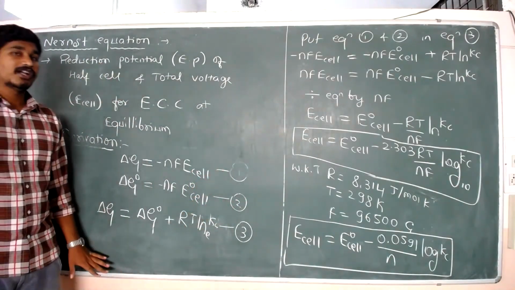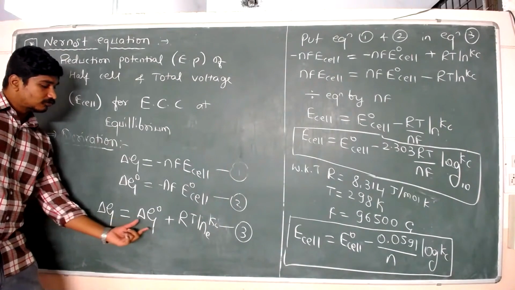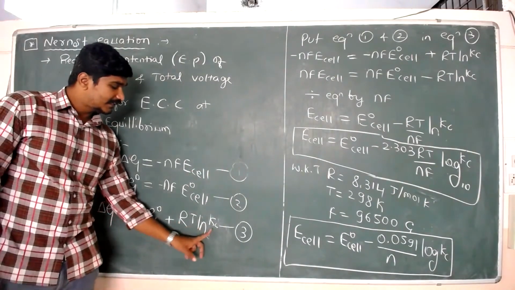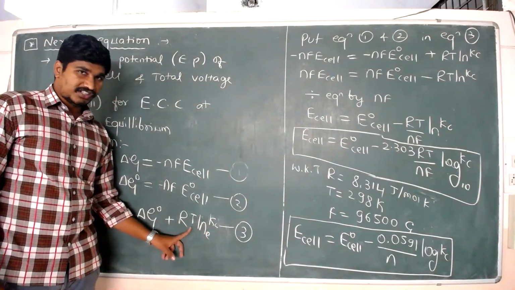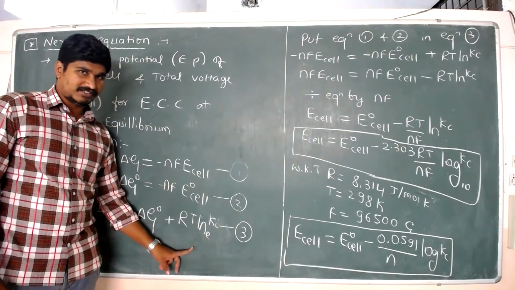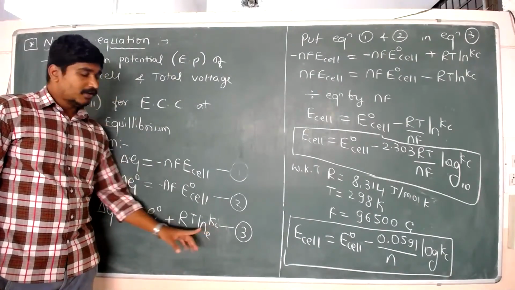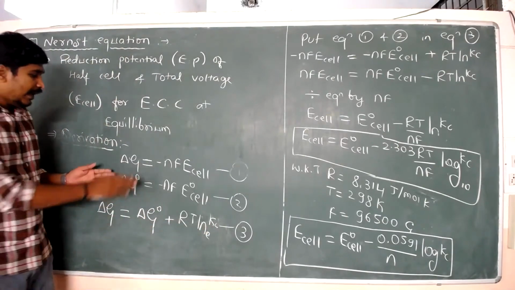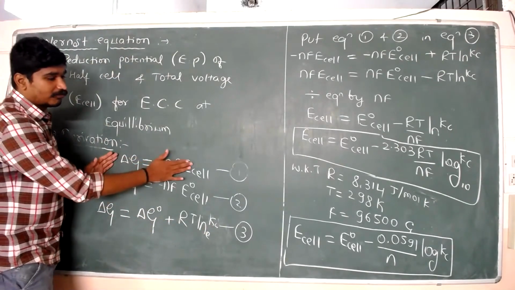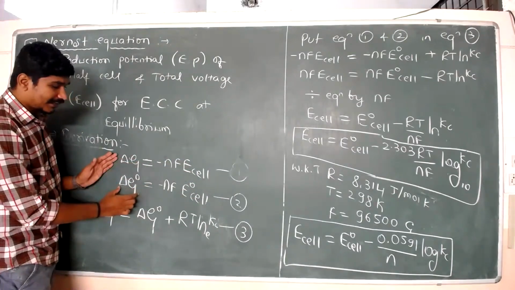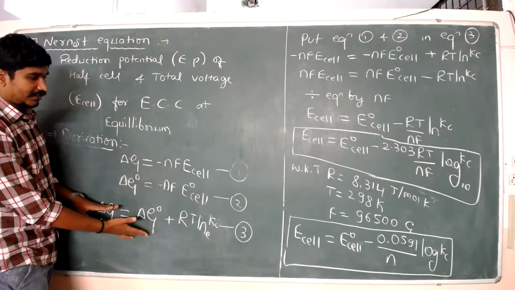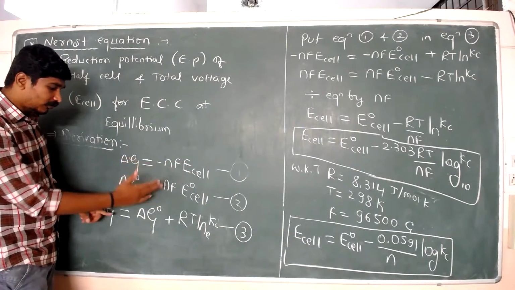As well as from thermodynamics, we know that delta G is equal to delta G naught plus RT ln Kc. R is the universal gas constant and T is the temperature, both constant. Kc means equilibrium constant. Now just think, I am putting these two values, equation 1 and 2, that is delta G and delta G naught, in equation 3. Right? Put equation 1 and 2 in equation 3.